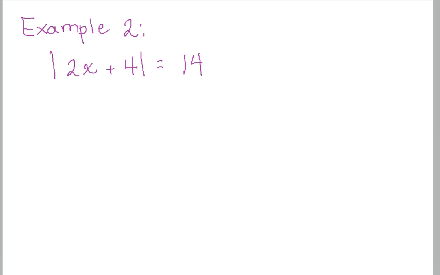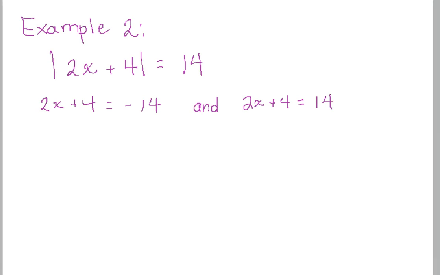It's going to be the absolute value of 2x plus 4 is equal to 14, and that 2x plus 4 is inside our absolute value bars. So I know that there's going to be two solutions, right? So I'm going to write this out. I'm going to have 2x plus 4 equals negative 14, and 2x plus 4 equals positive 14, or just 14.